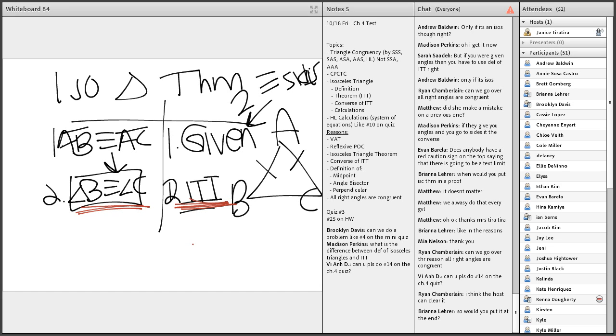But if somewhere in your proof, somewhere above, it says two sides are congruent in the triangle, then you can say two angles are congruent. That's when you would say ITT. It doesn't have to be at the very last step. It could be in the middle, or toward the beginning. So hopefully that helps you. But you must have somewhere in the proof above, in the statements, that the sides are congruent. Then the angles are congruent.